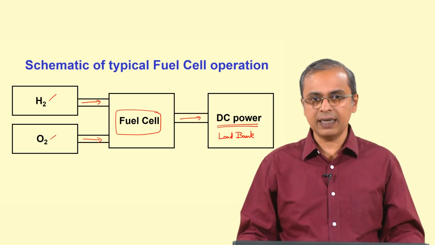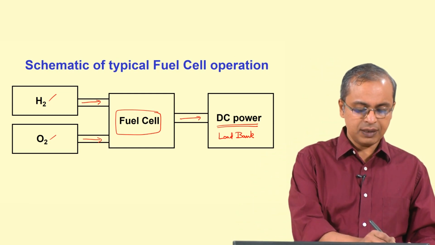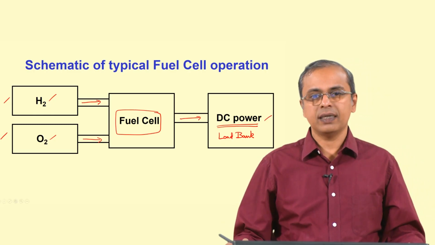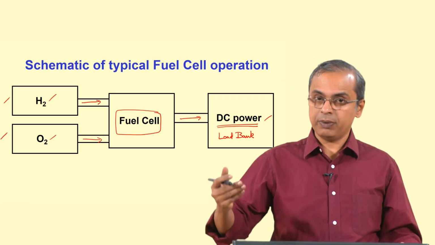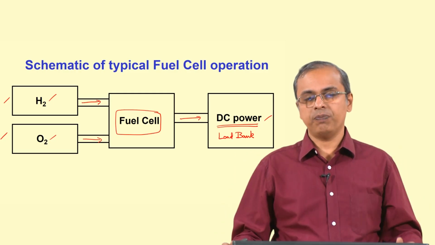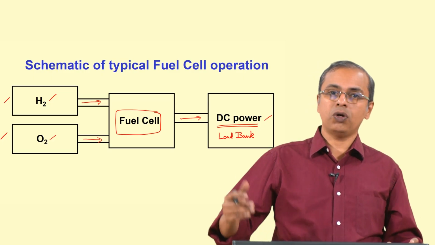All of those things are done by controlling the two inputs that you see here going into the fuel cell, and the DC power that you are drawing from it. So, you can have excess gas going in while drawing low power, you can have just the right amount of gas for the right amount of power that you are trying to draw, or you can send in a little less of one gas and try to draw more power.